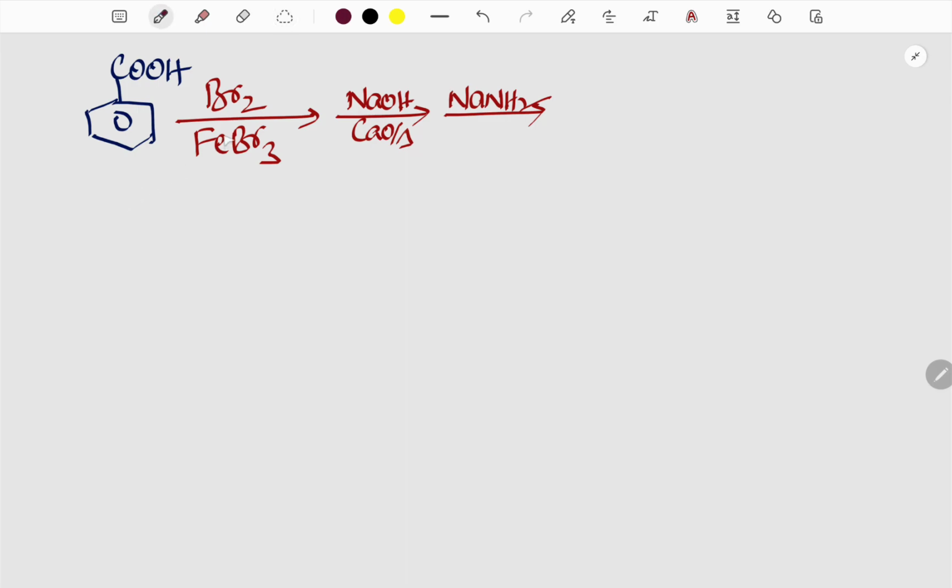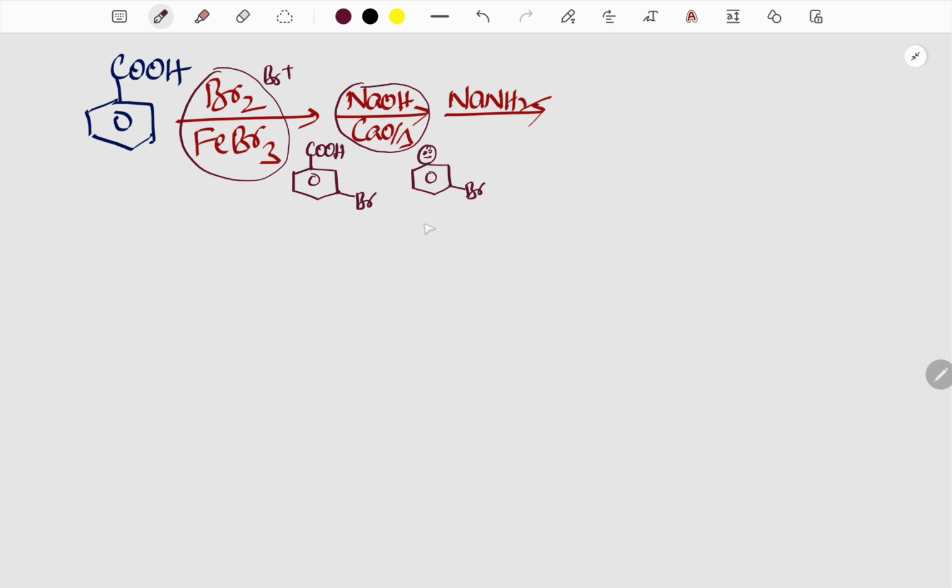Benzoic acid treated with Br2 and FeBr3. So from this we get the Br plus electrophile. Therefore, electrophilic aromatic substitution takes place, with Br at the meta position. Now this product is treated with soda lime. So carboxylic acid in the presence of soda lime undergoes decarboxylation. So it is the second compound.